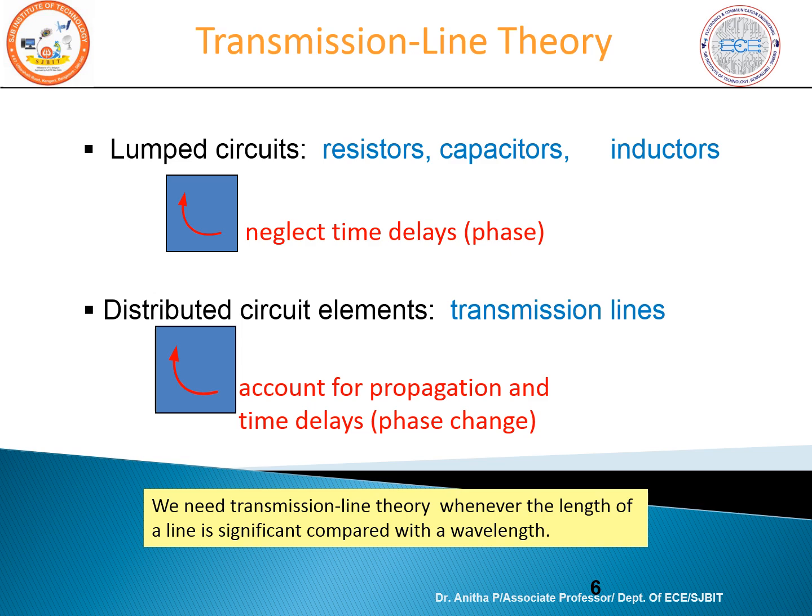So to analyze a transmission line, we will be using distributed circuit elements. So usually they'll account for the propagation and the time delays, that is a phase change. So to analyze the transmission line, we will be using distributed circuit parameters instead of lumped parameters. All these distributed circuit parameters, they will be distributed along the length of the line. The reason for that, as just now I said, the length of the line is significant compared to the wavelength.